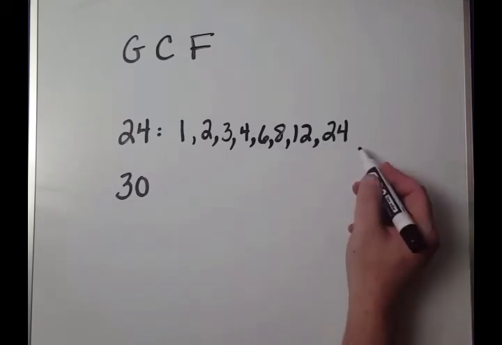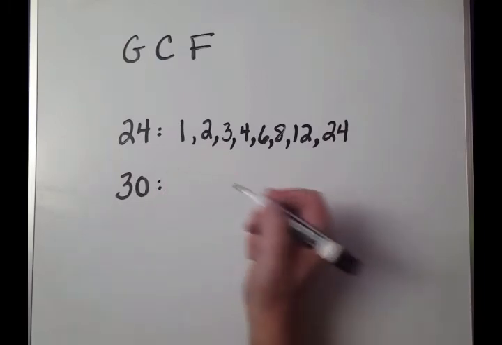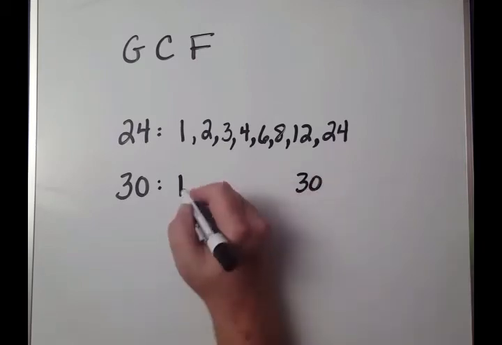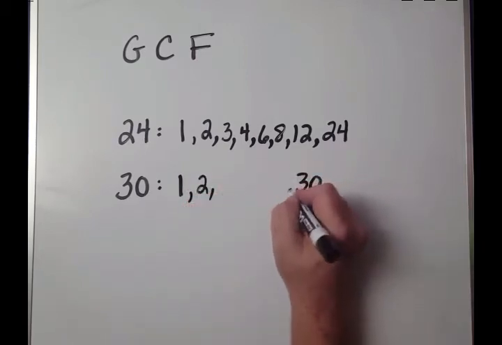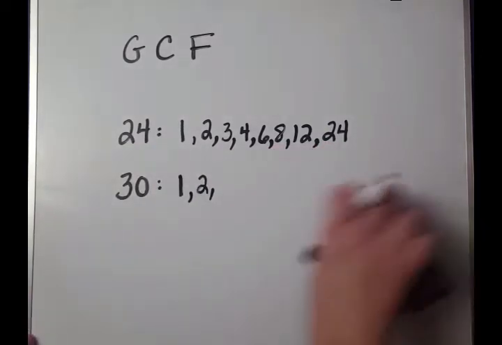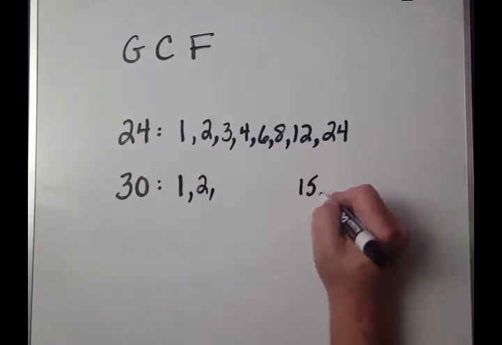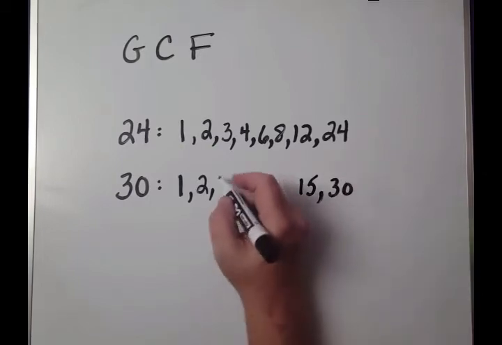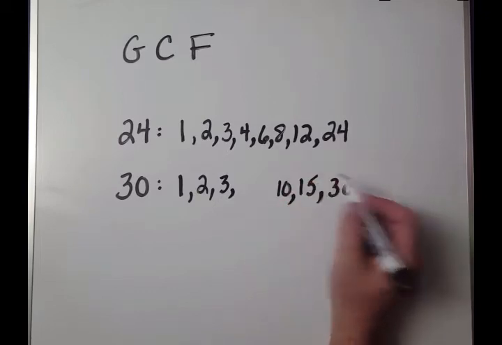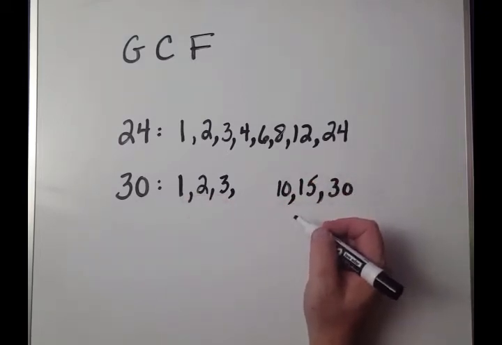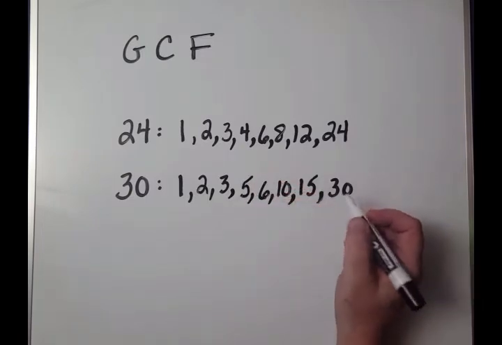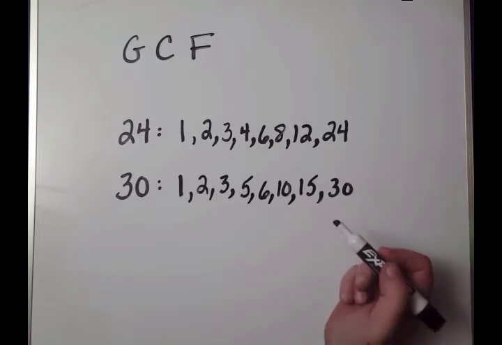These are all of the numbers that will divide evenly into 24. Let's do the same for 30. Factor pairs, 1 and 30. We also have 2 and 15. I'm going to need a little more room than that. We also have 3 times 10. Will 4 divide evenly into 30? No. Will 5? Yes, 6 times. And will 6 go into 30? Yes, but that's already been discovered.